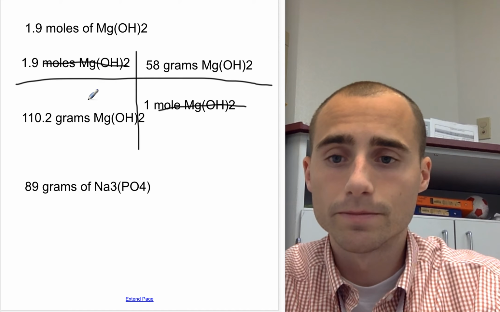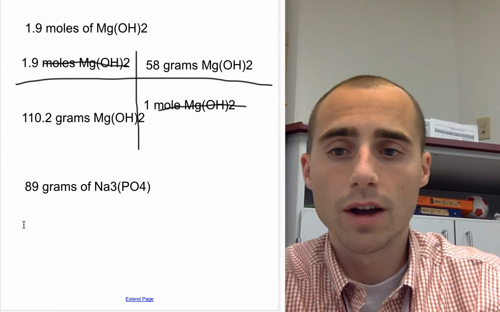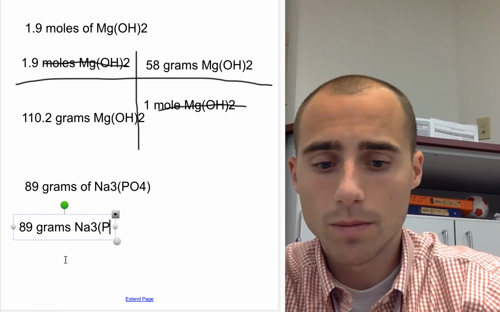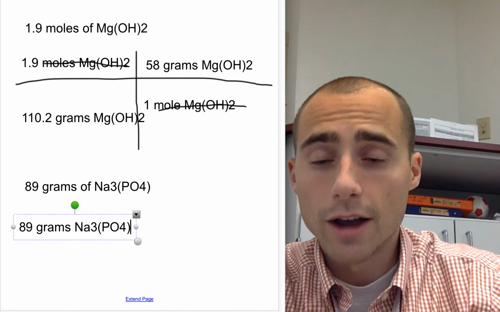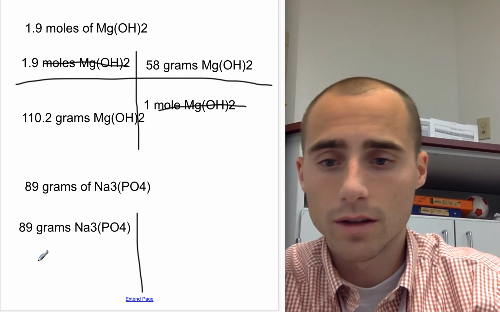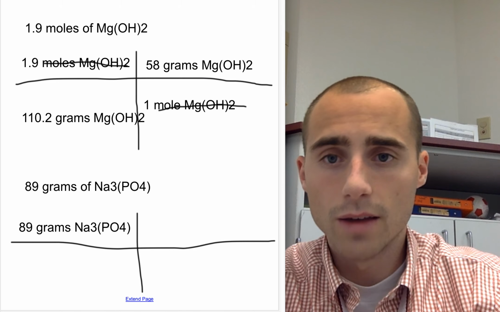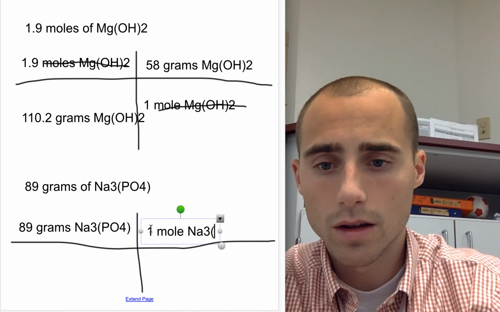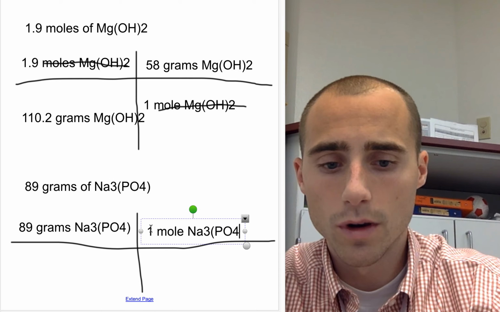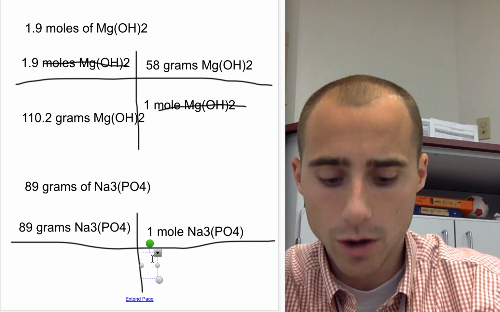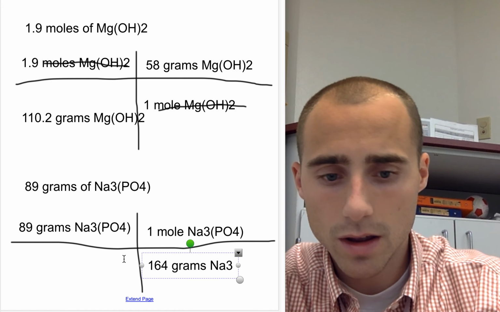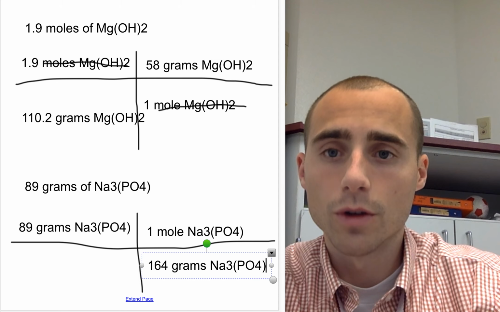Okay, last example. Start off with our given. I know I'm flying through these. You've got to pause and ask questions if you don't know. 89 grams Na3PO4. Pause it and calculate the molar mass for that. We're going to set this up. We want to end with moles, so we'll put 1 mole Na3PO4 right here. You'd have 3 sodiums, 1 phosphorus, and 4 oxygens. So that would give you a total of 164 grams Na3PO4. So those cancel out.